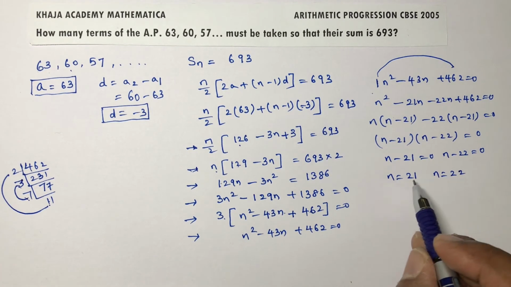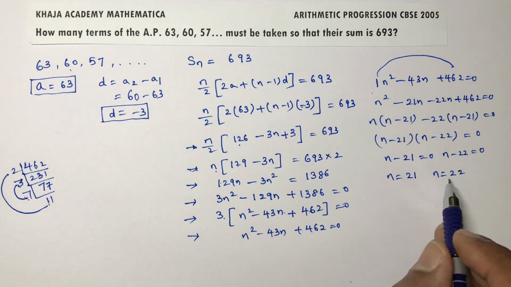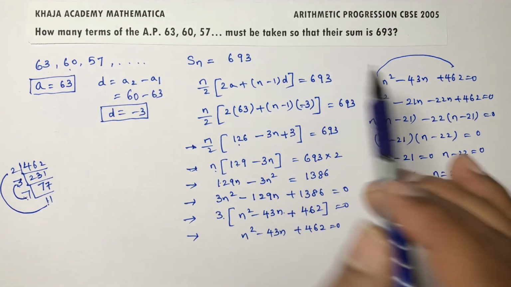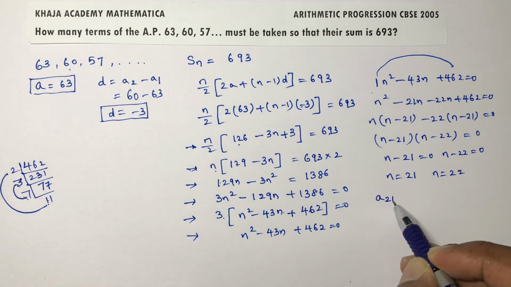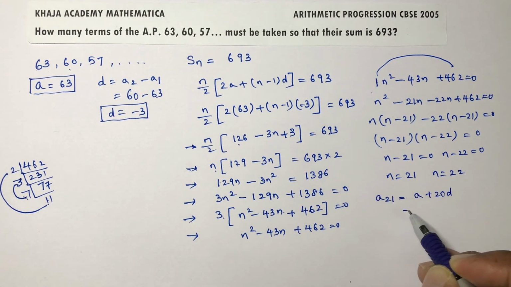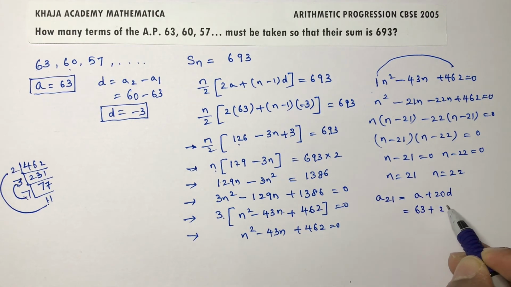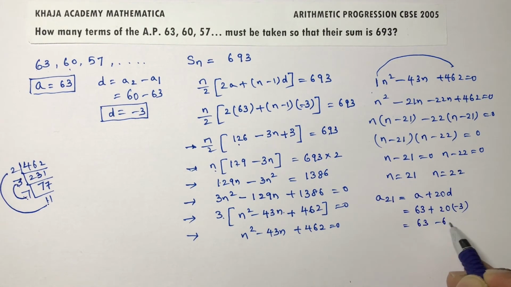Here see, both the answers are positive. So do we need to take both? Here in this case, yes, you need to take both. Sometimes they'll ask this question as explain the double answer. Now if you find A21, which is A plus 20D, A is 63 plus 20 into D, which is minus 3. So 63 minus 60, which is 3.